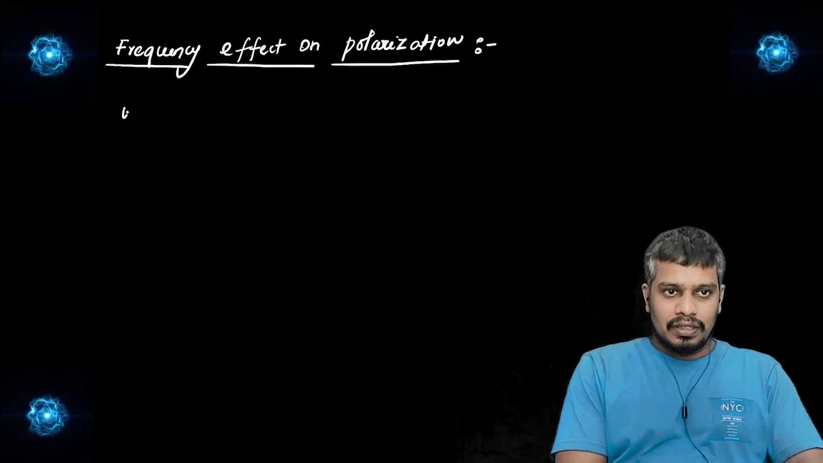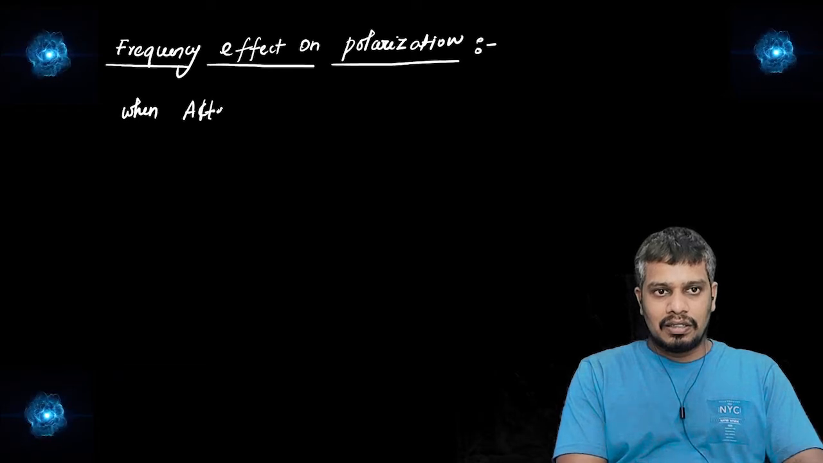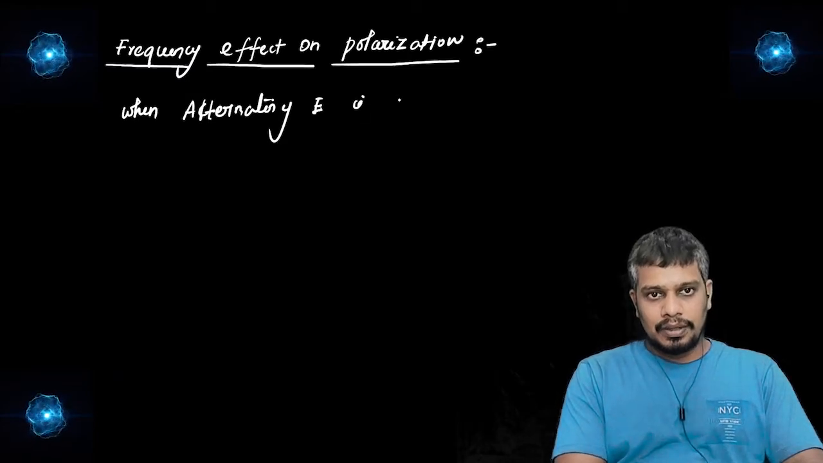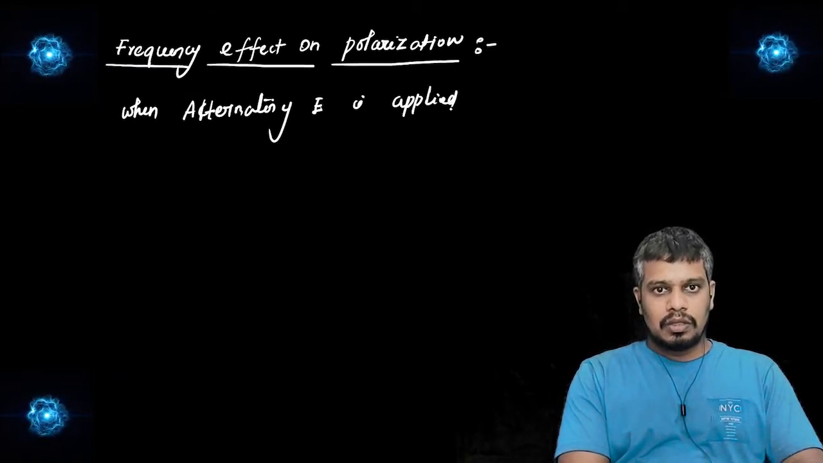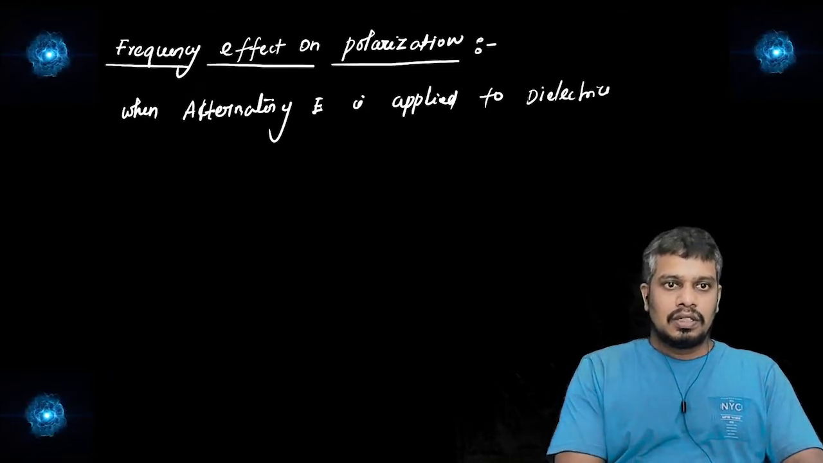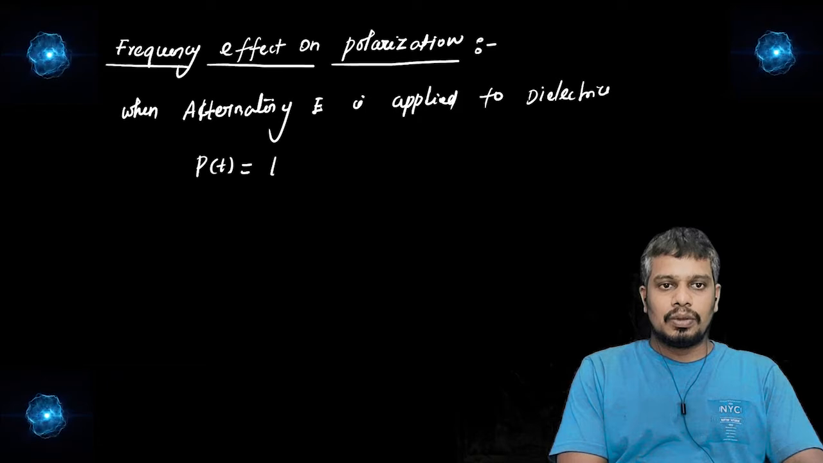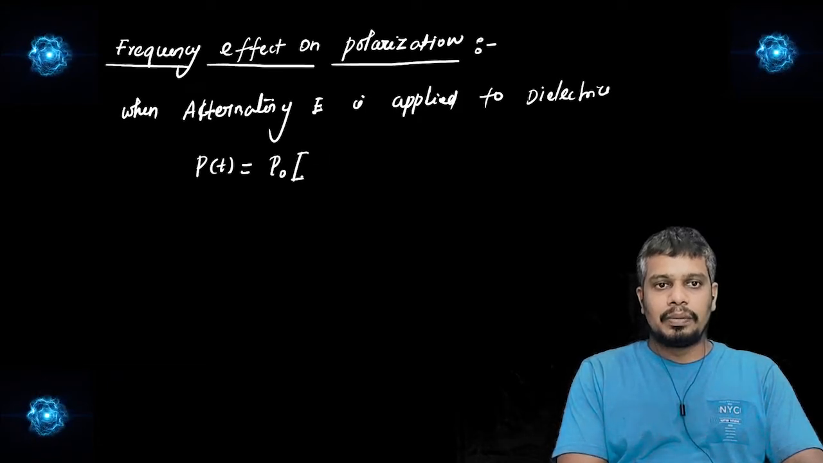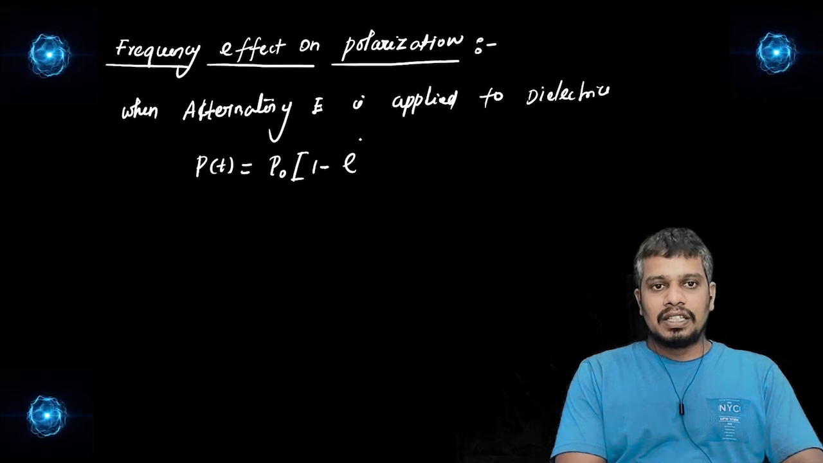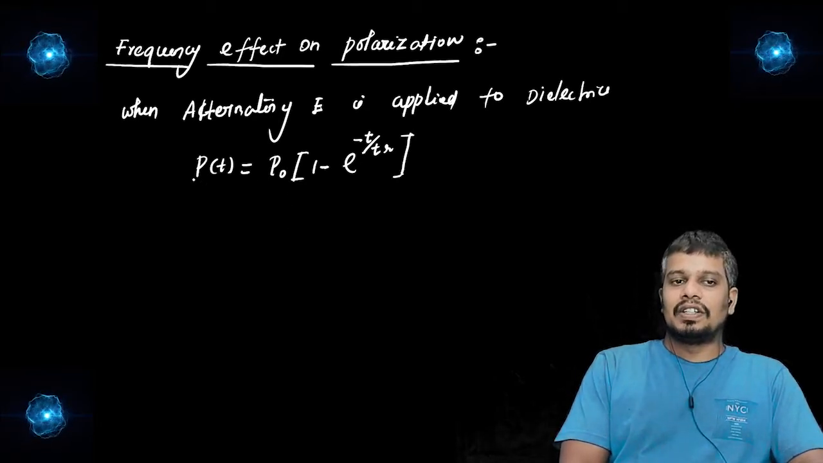So when an alternating electric field is applied to a dielectric, the polarization depends on the time, and that will be equal to P naught times the bracket 1 minus exponential of minus t divided by tau r. This is, in general, the polarization as a function of time.